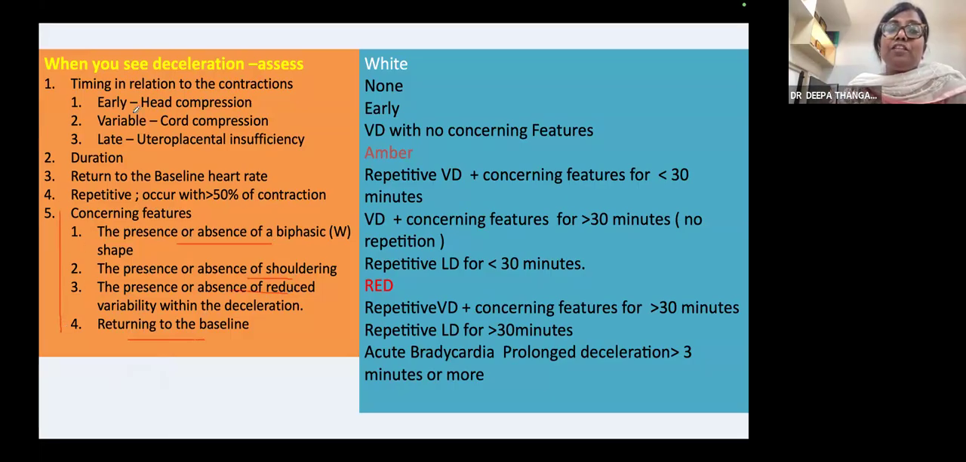If you have the concerning features in the variable deceleration, then even if it persists for 30 minutes, without repetition, meaning it doesn't occur with every contraction, it is amber. If it is a repetitive variable deceleration, meaning with every contraction, with concerning features, persisting more than 30 minutes, it's a red alarm. Fine.